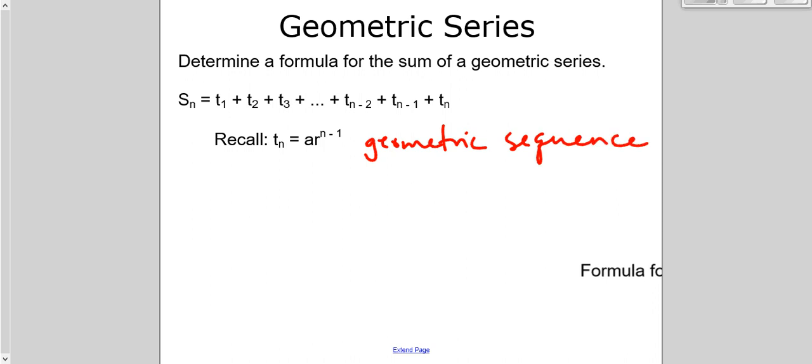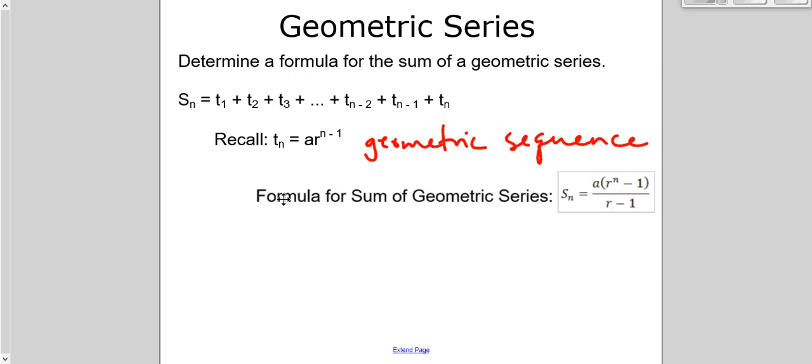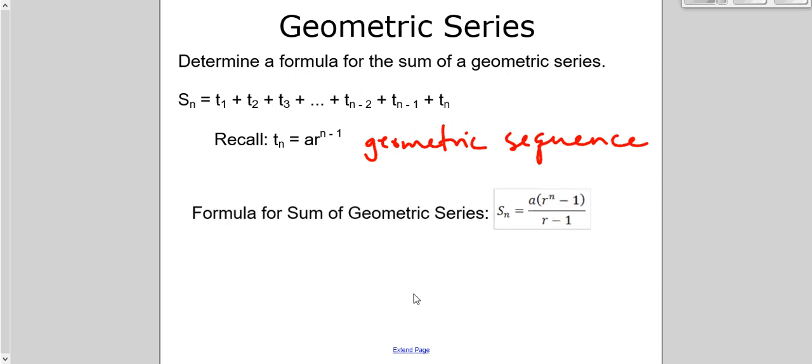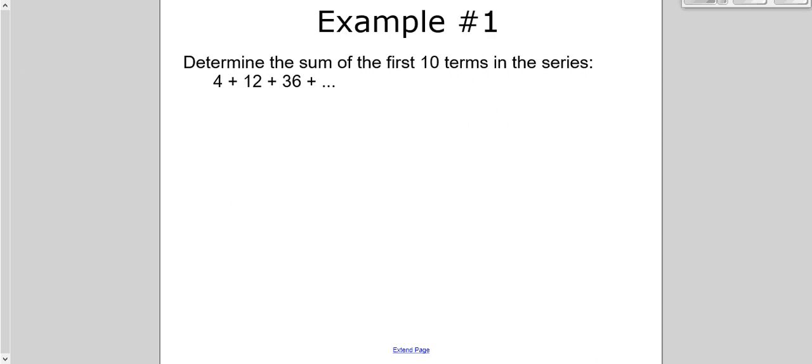Now what we're looking for are series, and there's only one formula that we're going to use. Sn equals a bracket r to the n minus 1. So that is not minus 1 from the n. You actually figure out your r to the n, and then you subtract 1 from there, all divided by r minus 1. So let's take a look at just a couple of examples on how this works.